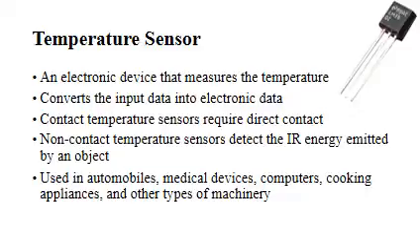These are called contact temperature sensors, while other sensors indirectly measure the temperature of an object and are called non-contact temperature sensors. Non-contact temperature sensors are usually infrared sensors. They remotely detect the infrared energy emitted by an object and send a signal to an electrical circuit that determines the object's temperature. Temperature sensors are used in automobiles, medical devices, computers, cooking appliances, and other types of machinery. We all use temperature sensors in our daily life, be it in the form of thermometers, domestic water heaters, microwaves, or refrigerators.